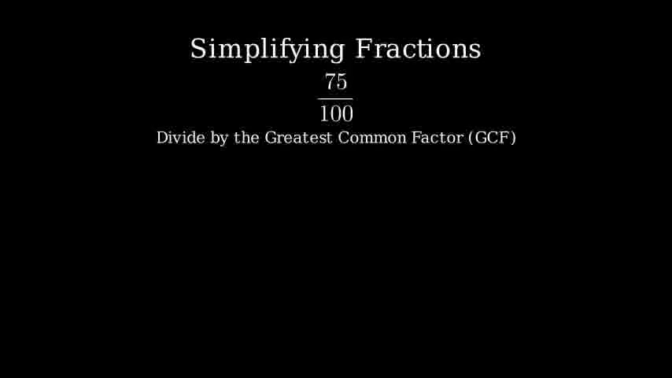Well, let's start by finding the prime factorization of both numbers. Let's start with 75. It is divisible by 3, and that gives us 25. 25 can be further divided by 5, resulting in 5. Therefore, the prime factorization of 75 is 3 times 5 times 5.